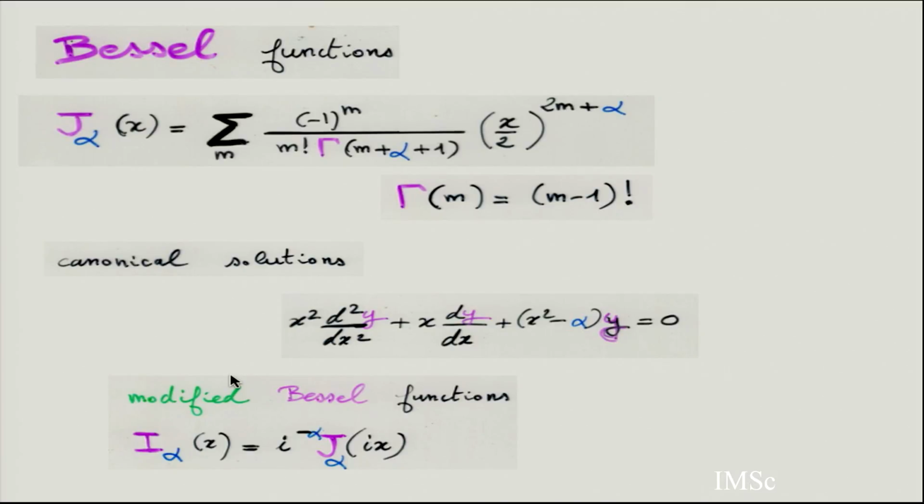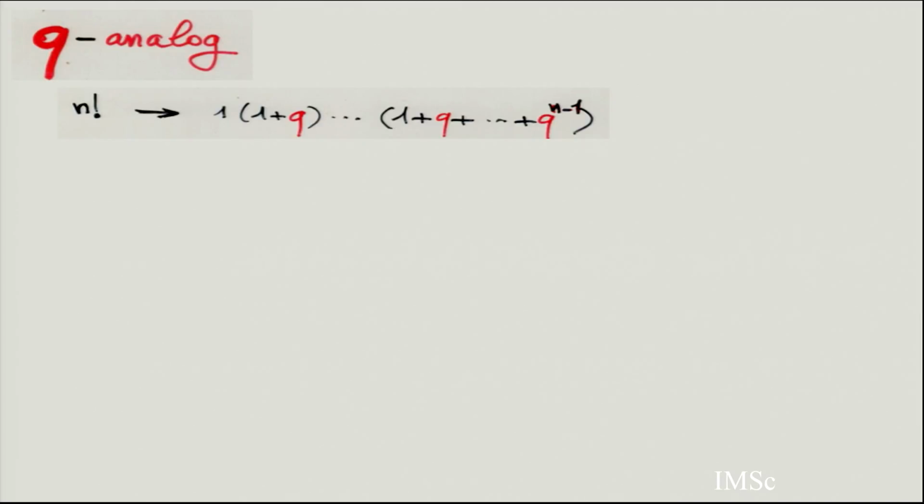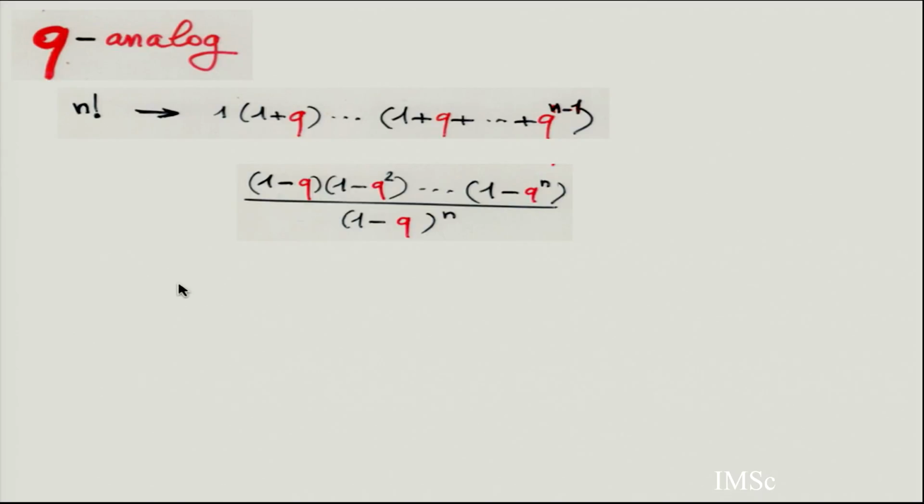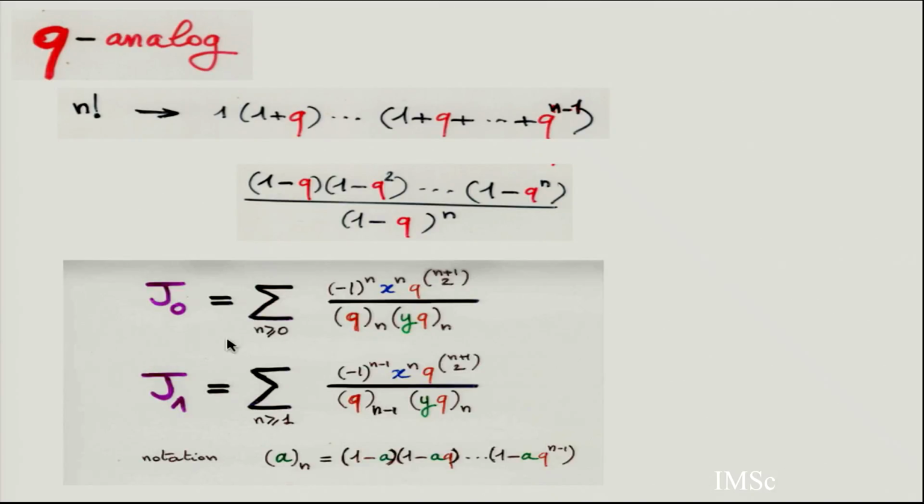In this lecture, we will use the Q-analog of the Bessel function. Q-analog means you replace n factorial by this product 1, 1 plus q, and so on. If you put q equal to 1, it gives back n factorial. Or sometimes you can write this product like this. There are different Q-analogs of the Bessel function, but in this chapter, we'll use this Q-analog.